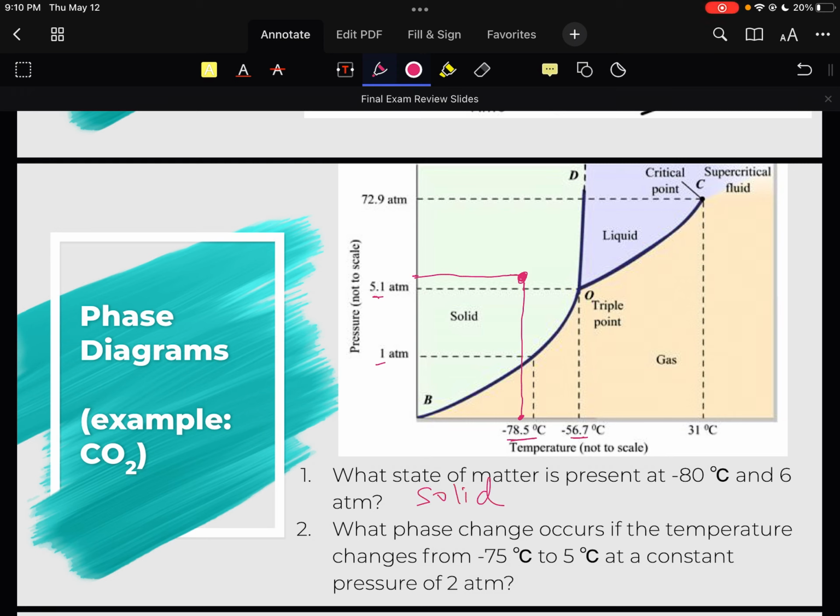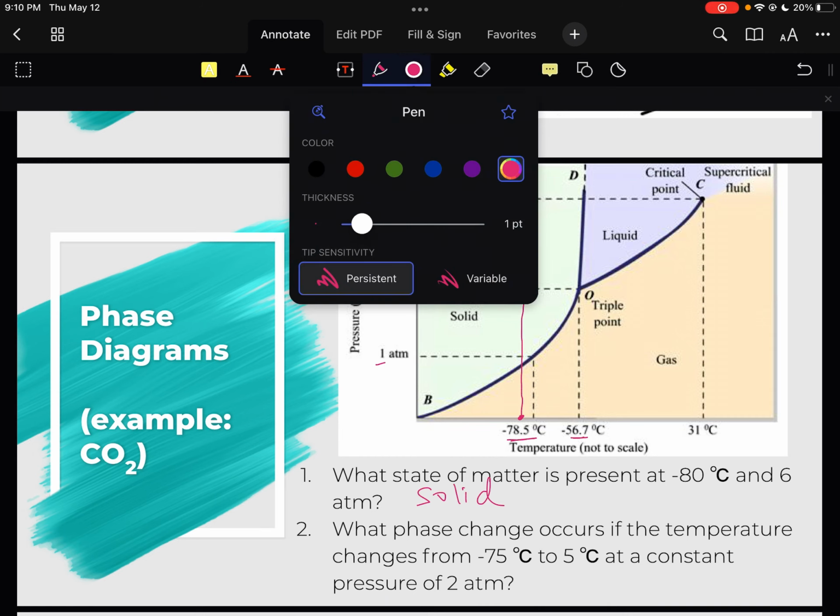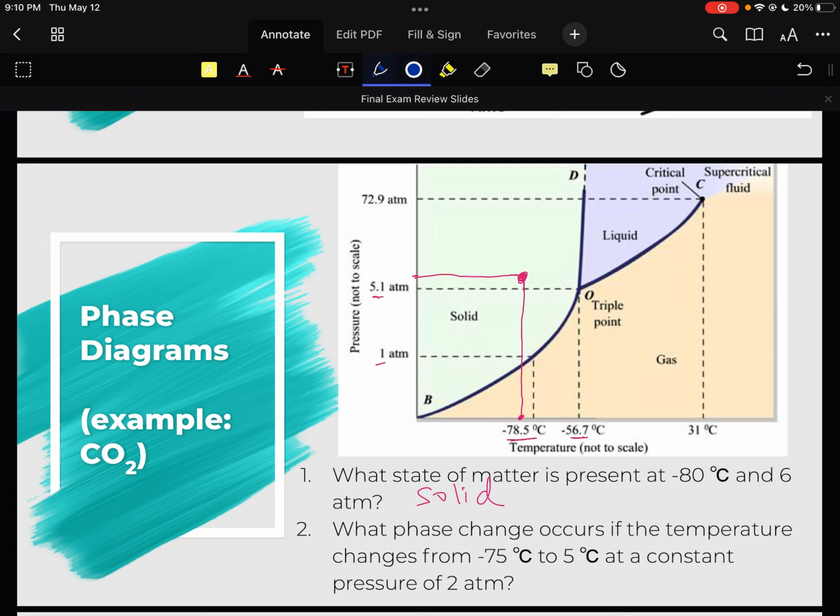Okay. For number 2, it's asking about a phase change. Here, I'll change my color. It says: what phase change occurs if the temperature changes from minus 75 to 5 at a constant pressure of 2? So let's say our pressure is right here at 2. If I'm at minus 75, that's a little bit less than 78. So let's say this is where my points intersect there, right?